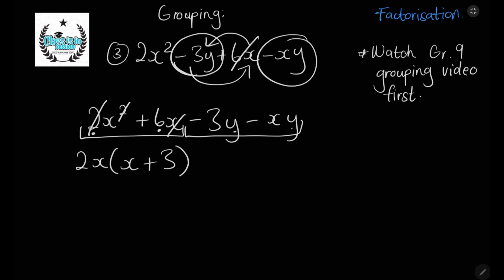For the last two terms, we have a negative 3y minus xy. We have a y here and a y there. However, you have to take out a negative y. Don't just take out a y so that your terms can be positive. Open a bracket. We have negative 3 divided by negative 1. Remember, the coefficient of negative y is negative 1. Negative 3 divided by negative 1 should give you a positive 3.